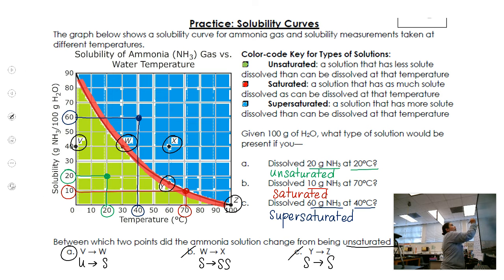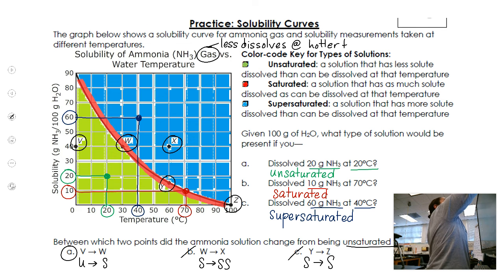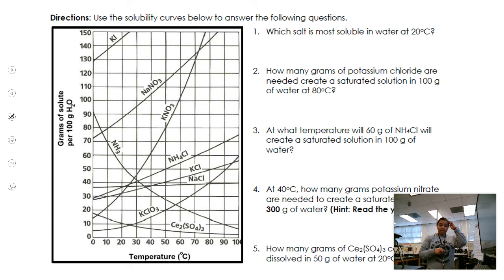We have ammonia gas, so less dissolves at hotter temperatures. We'll put that note there. Less dissolves at hotter temps. And so, in general, we see that pattern when we're talking about gases versus solids. Okay, so let's get to some of the nitty gritty on these questions.